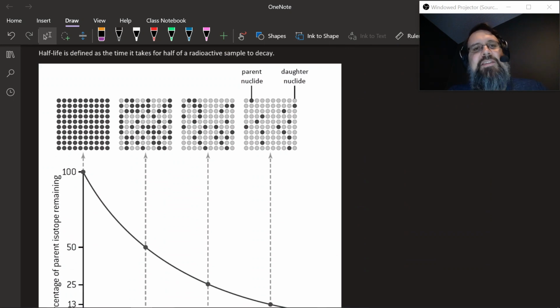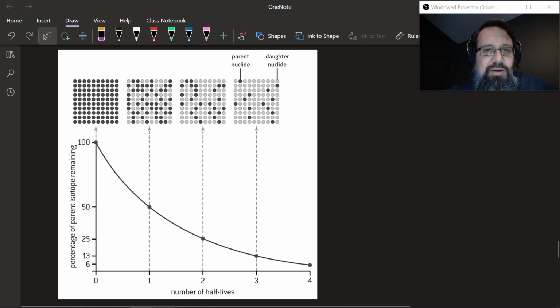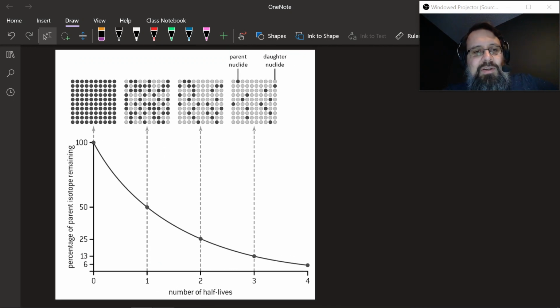So the half-life is defined as the time it takes for half of a sample to decay. Here's a better visual of what's going on. As we saw in that other graph, after one half-life passes, half of the sample remains. After two half-lives pass, 25% remains. After three half-lives, about 13% remain, and so on. You can see that it's just random, there's no pattern of which ones are decaying, they're just randomly happening. The parent nuclides are the dark ones and the daughters are the light ones, and you can see that as time passes, fewer and fewer remain.